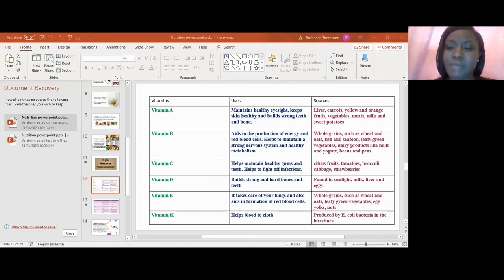Okay, examples of food sources are citrus fruits like oranges, tomatoes, broccoli, cabbage, and strawberries. All right, so mainly fruits and veggies contain vitamin C.